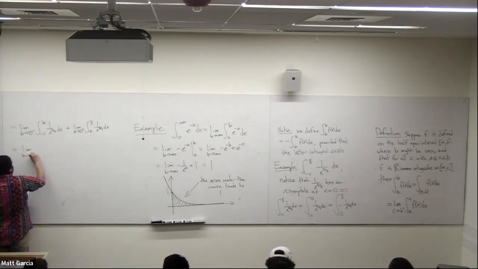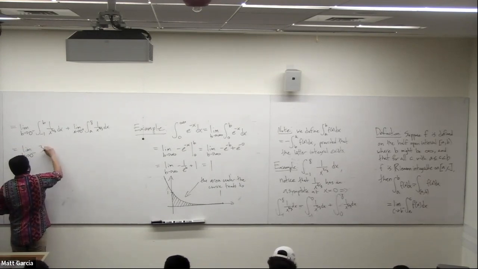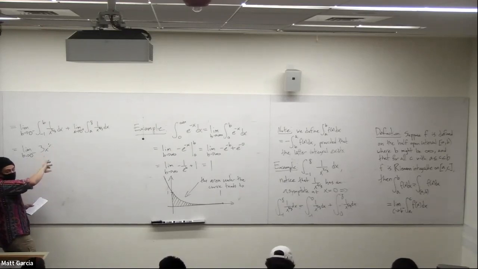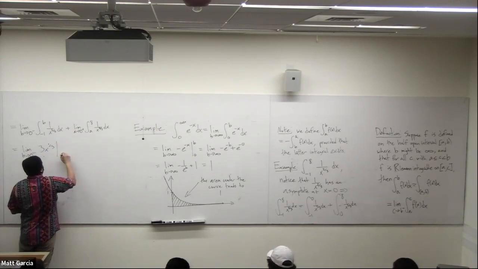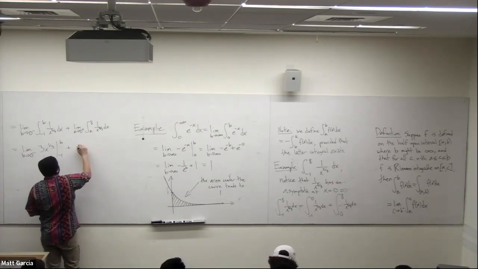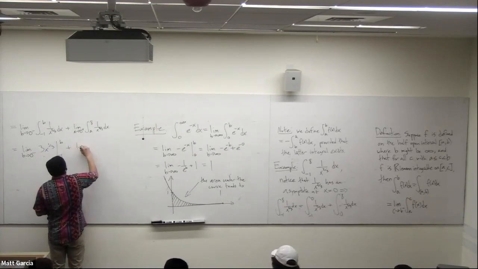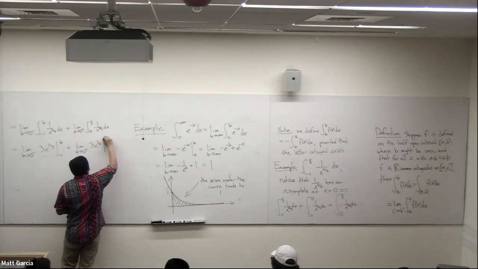Limit as b approaches 0 from the left of 3 times x to the 1/3, right? Divided by 1/3, just split the fraction, you get a 3. Evaluated at -1 and b, plus the limit as a approaches 0 from the right of 3 times x to the 1/3, evaluated at a and 8.